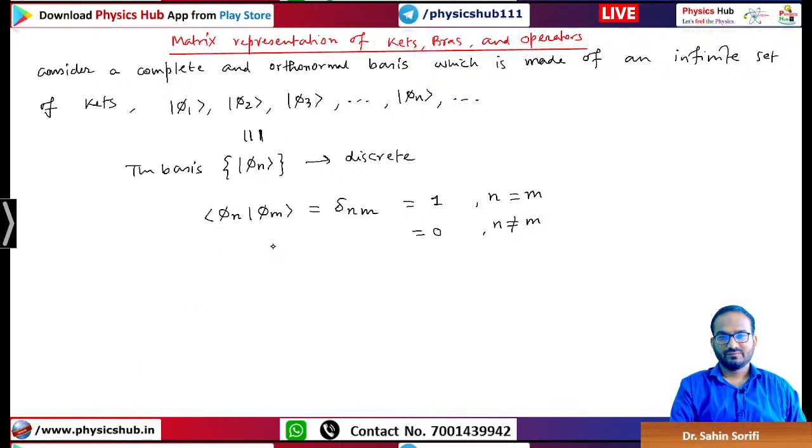So phi 1, phi 2 will be 0. That is the orthogonal condition. Phi 1, phi 1 will be 1. Phi 2, phi 2, the scalar product with itself, will be 1. And if you take 1, 2, 2, 3, 3, 4, anything, 1, 3, 2, 4, then that will be 0. This is the Kronecker delta symbol.